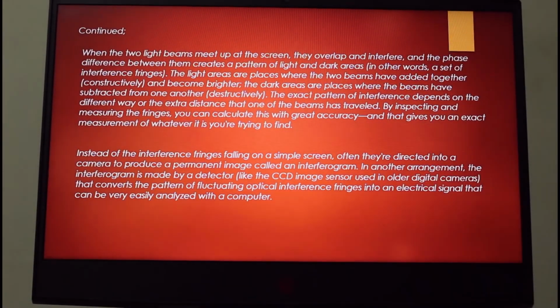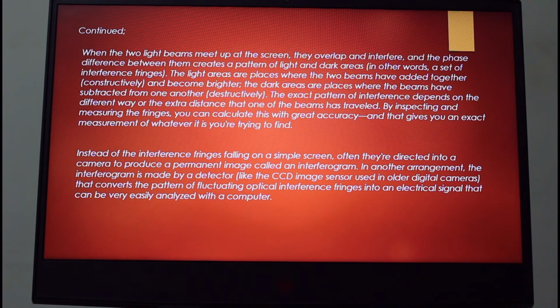So, continuing. When the two light beams meet at the screen, they overlap and interfere, and the phase difference between them creates a pattern of light and dark areas. As I told you, that is the constructive or the destructive. So we'll just see now. The light areas are places where the two beams are added together constructively and become brighter, and the dark areas are the places where the beams are subtracted from each other destructively. So that is the constructive and the destructive interference.